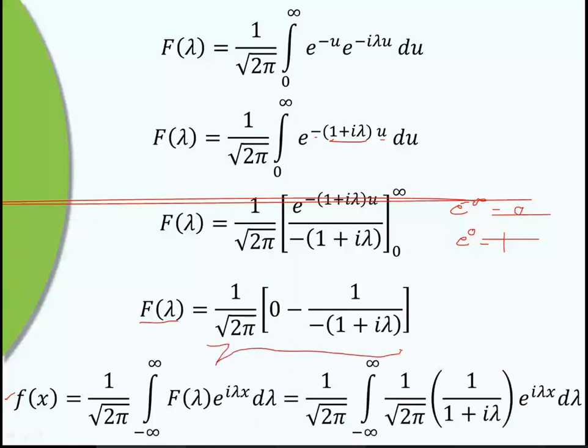So it is 1 by root pi, root 2 pi, integral minus infinity to infinity, 1 by root 2 pi, 1 upon 1 plus I lambda, e raised to I lambda x as it is. Okay, and this minus minus, it becomes plus. Now we have to simplify this and get the answer. We know what the answer is, so try to get that answer by simplifying this integral.